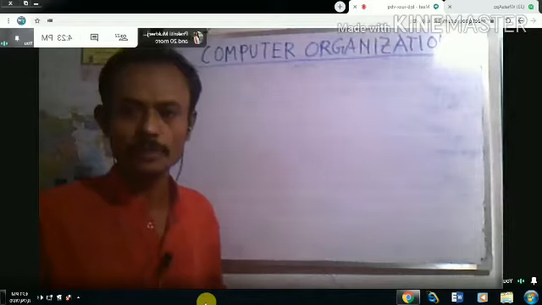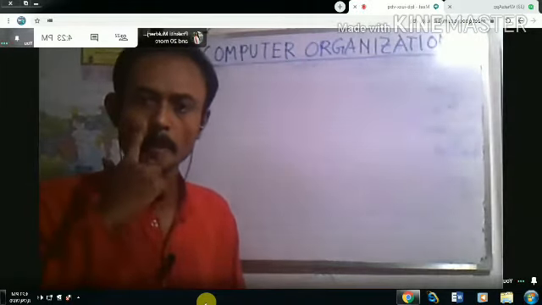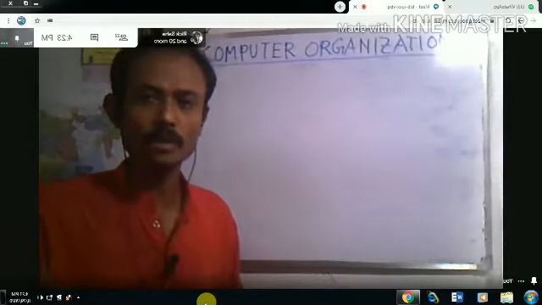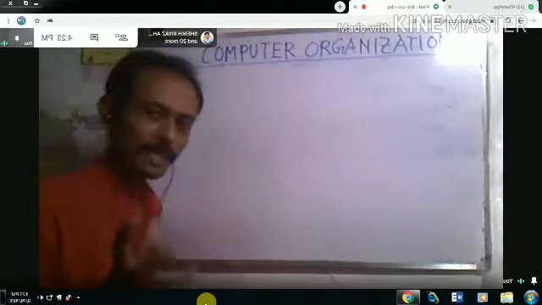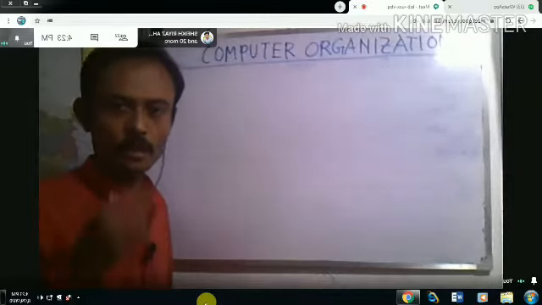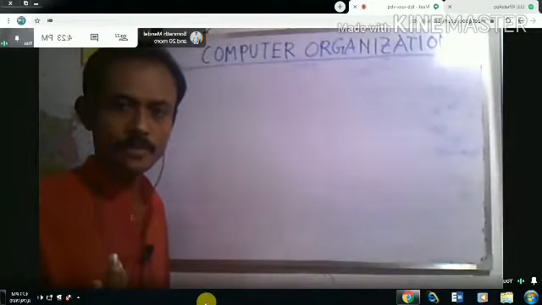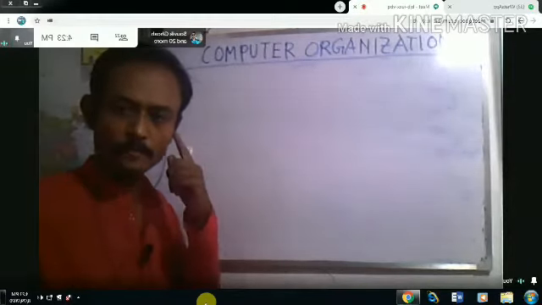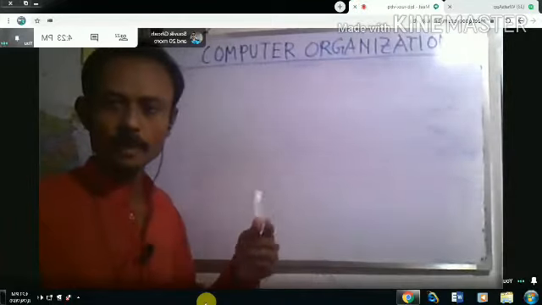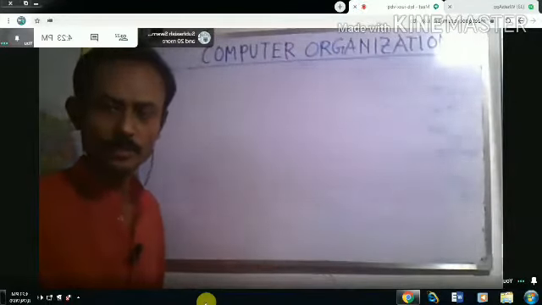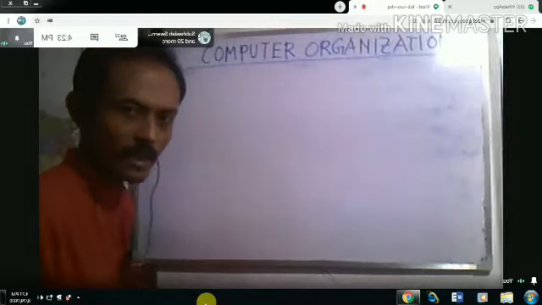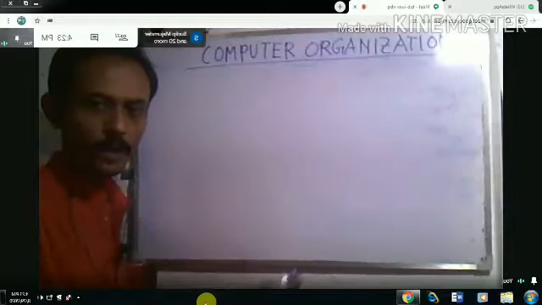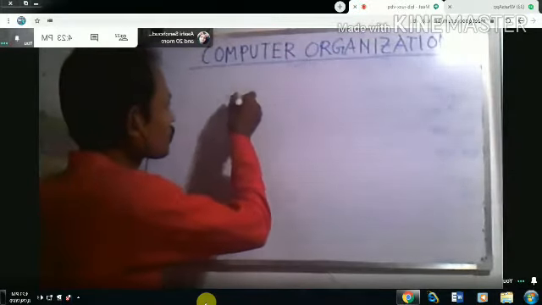Already we discussed the very slight difference between computer organization and architecture, and finally we saw the basic components of the computer system. So from that point we will start today's lecture. What were the basic components? In a very simplified way, if we try to draw the computer system, the whole computer system can be divided into many important components.